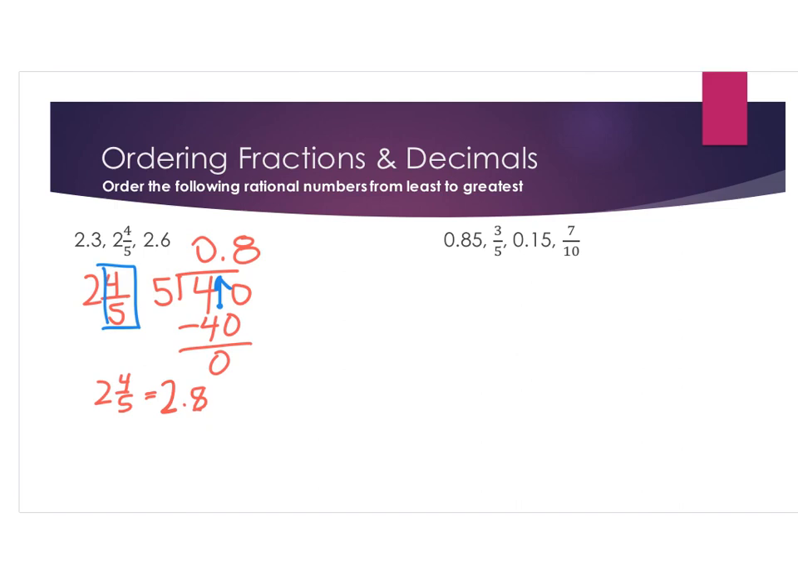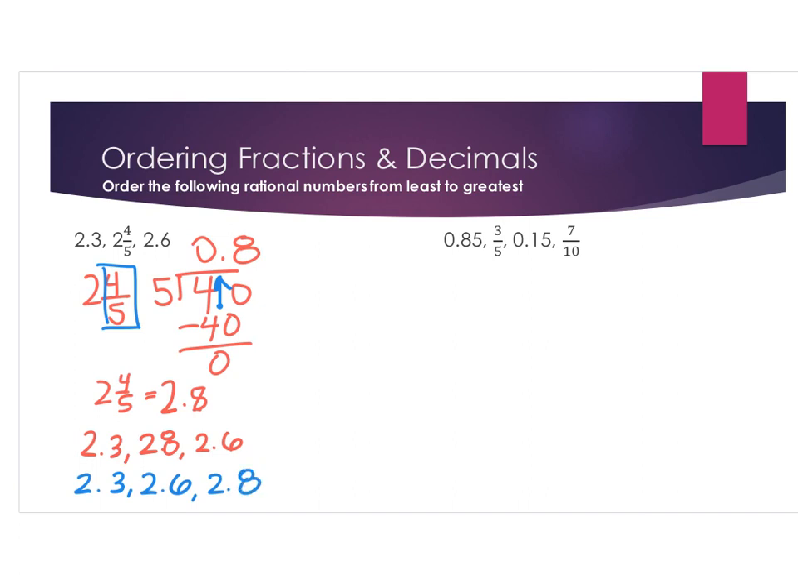Okay? So if I wanted to order them from least to greatest, let me just write the numbers out. I have 2.3, 2.8, and 2.6. So if I wanted to order them from the smallest number to the greatest number, my smallest answer is 2.3, followed by 2.6, and last 2.8.